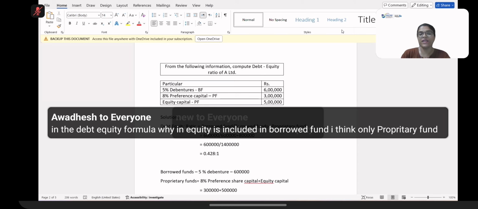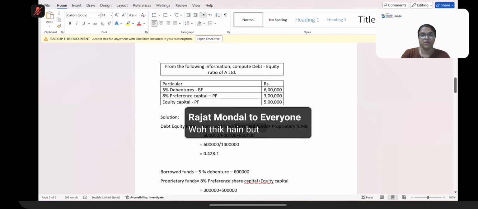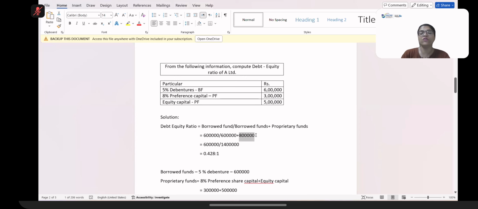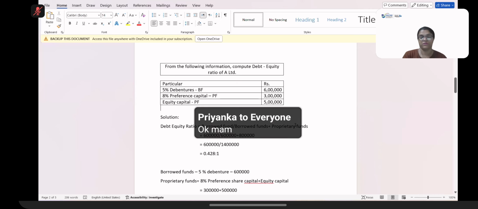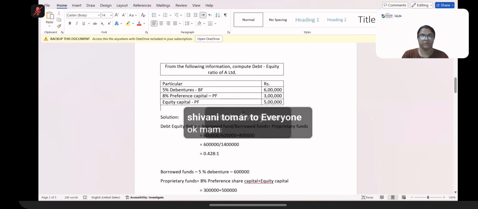प्रियंका, नो, इट्स नॉट 8 लाख. यहाँ पे फॉर्मूला देखिए क्या है. बोरोड फंड्स प्लस प्रोप्राइटरी, तो बोरोड को भी लिखोगे ना आप वापस से, एंड उसके साथ प्रोप्राइटरी को ऐड करोगे, तब जाके आपको 14 लाख होता है. इट्स नॉट बोरोड फंड्स डिवाइड बाय प्रोप्राइटरी, इट्स डिवाइड में आपका बोरोड प्लस प्रोप्राइटरी है. सो दैट्स अ डिफरेंस. क्लियर? ओके.